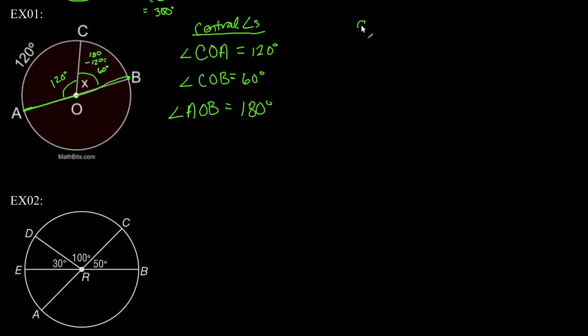Let's do the arcs. Okay, so let's just do a couple of them. We know that arc AC was 120 degrees. But we also know that if the central angle COB is 60 degrees, arc CB is also 60 degrees. And lastly, we know that A to B, either way, arc AB is 180 degrees. Easy enough.